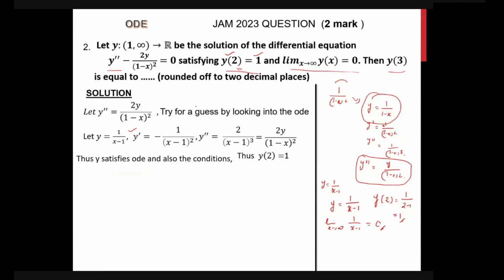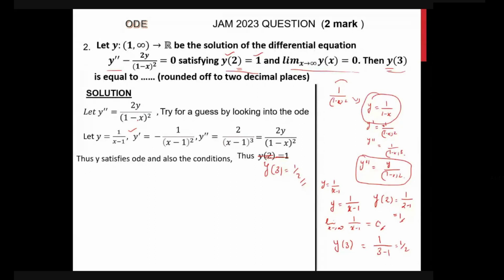And also I want to find out the solution y of 3, that is equal to 1 by (3 minus 1), that is 1 by 2. So 1 by 2 is the answer. So y of 3 equals 1 by 2.